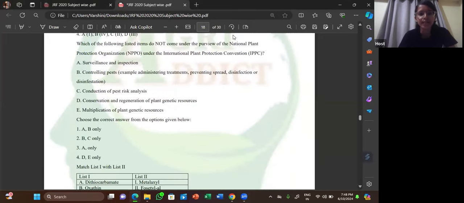Which of the following listed items do not come under the National Plant Protection Organization under the International Convention? See, there is an organization called National Plant Protection Organization. They have certain duties and rules to do. So, here they are asking you, what are the duties which are not performed by this NPPO? Now, there are five options: surveillance and inspection, controlling the pests, conducting pest risk analysis, conservation and regeneration of plant genetic resources, multiplication of plant genetic resources. Now you have to say, what are the things which are not done by NPPO?